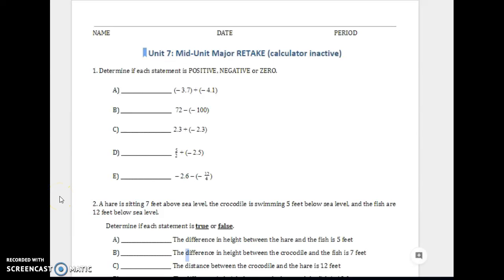Unit 7 Mid-Unit Major Retake. Calculator inactive. Question 1. Determine if each statement is positive, negative, or zero.